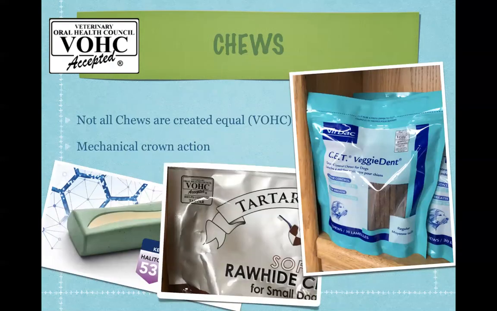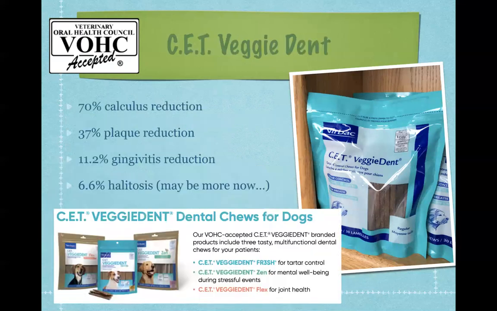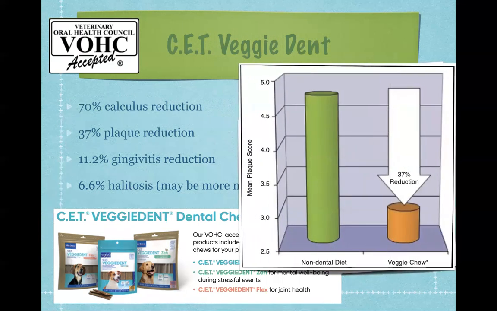Chews, we want to use something again that has a VOHC seal. And so these are 3 examples, not just something that has a mechanical crown action, which may not even work at all. So we have to make sure we don't just use stuff at the store. Here's an example. This is a VOHC sealed veggie dent chew. It has a 37% plaque reduction. And sometimes with the other benefits, they may be more because they've changed some of the formulations for the other benefits.